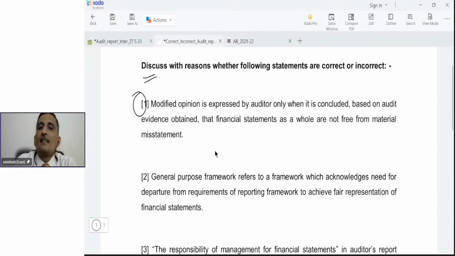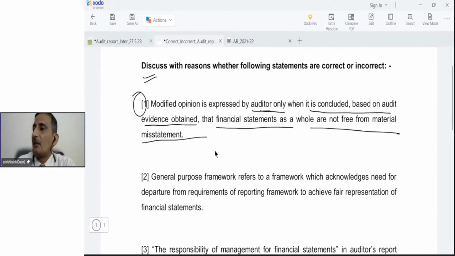Modified opinion is expressed by the auditor only when it is concluded based on audit evidence obtained that financial statements are not free from material misstatement. Whether it is correct or incorrect.